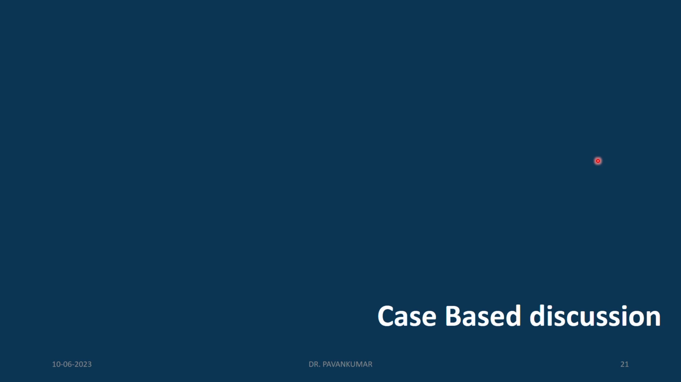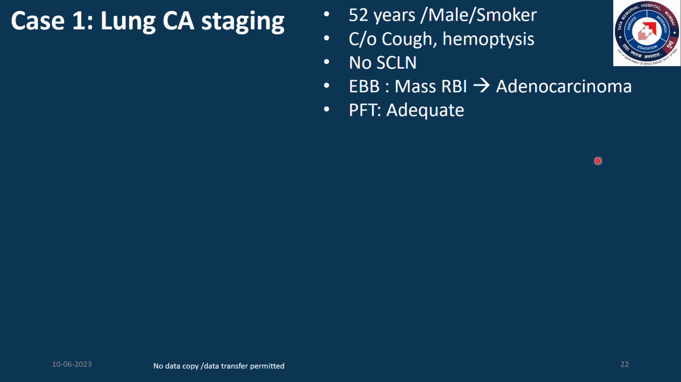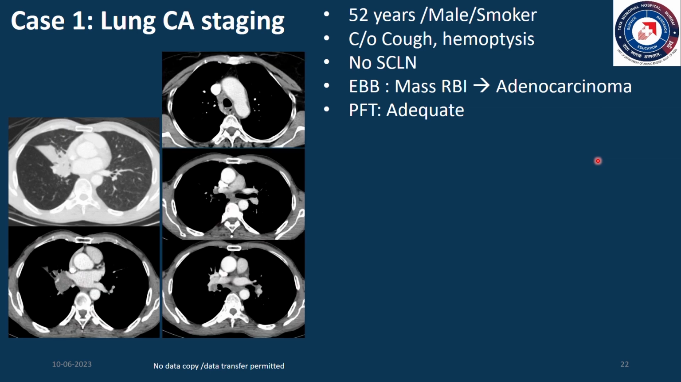So whatever we have learned so far, let's put it into practical application in these cases. The case of a 52-year-old male with cough, hemoptysis, no supraclavicular lymph node, good effort tolerance. On his CT scan, you can see there is a hilar mass. There are multiple mediastinal nodes. The mass is located in the lower lobe only. PFT is adequate even for pneumonectomy.